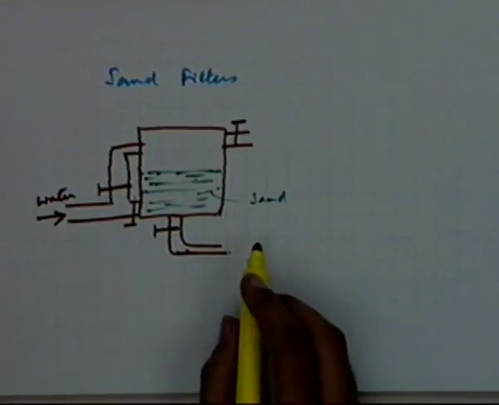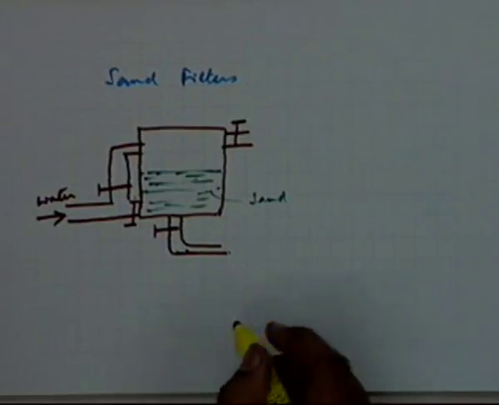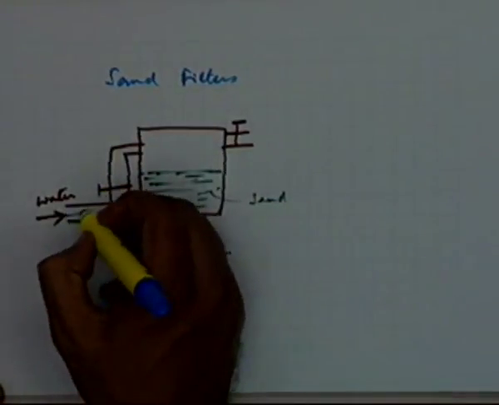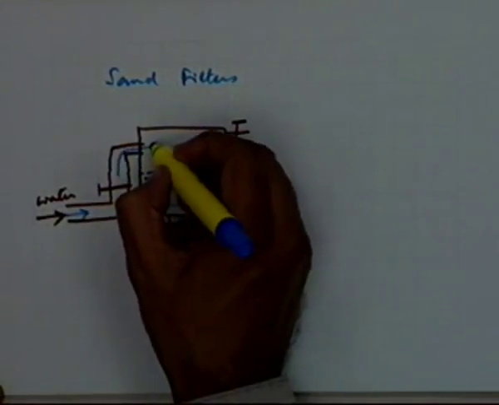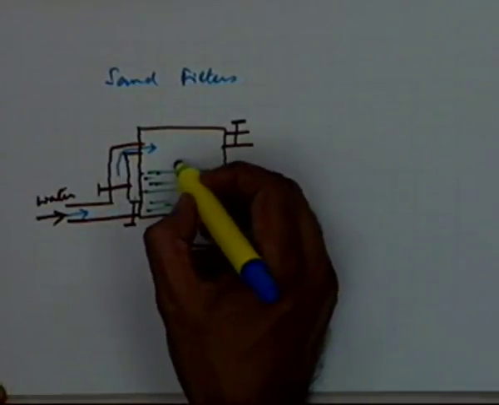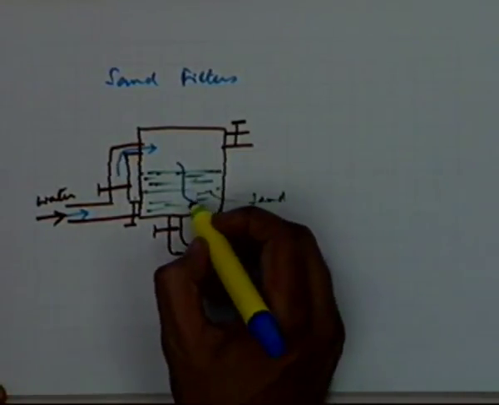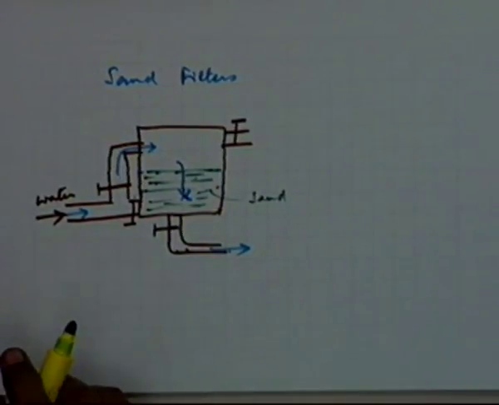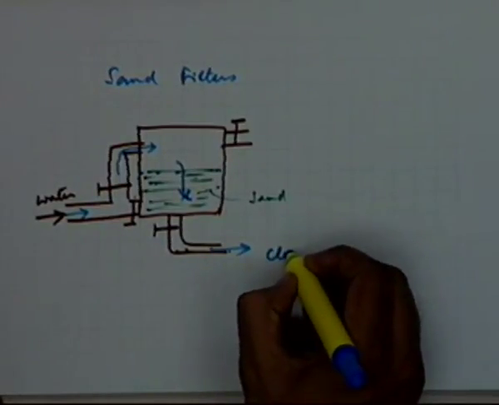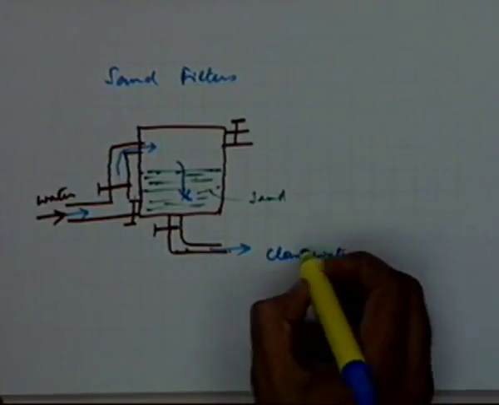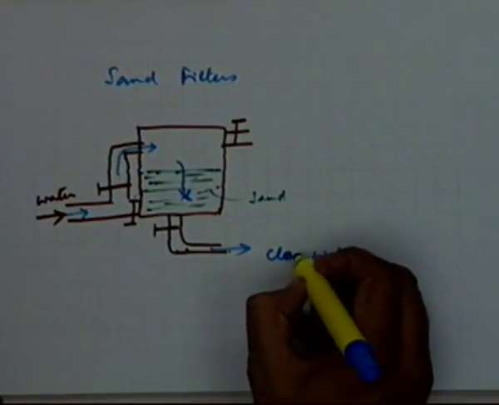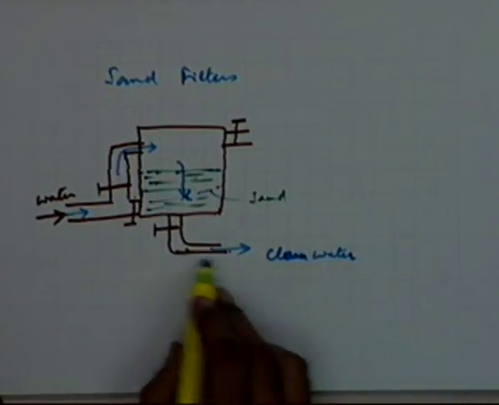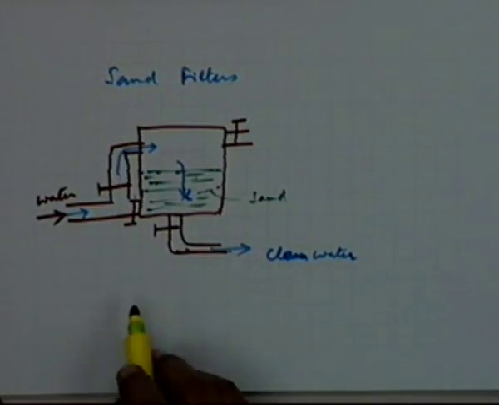So in the normal operation, the water will move in this direction, come here and then pass through the filter unit and move out. So this is the clean water. This is coming out of the outlet point.